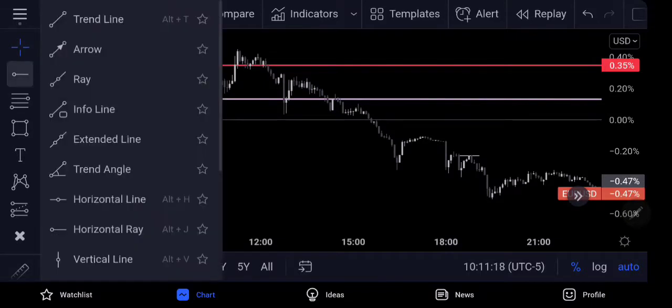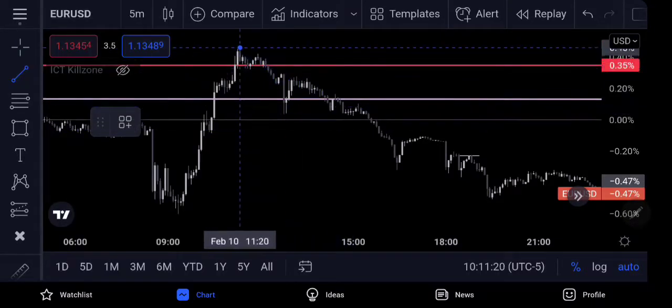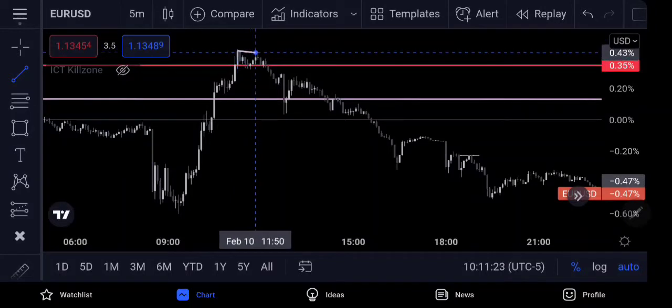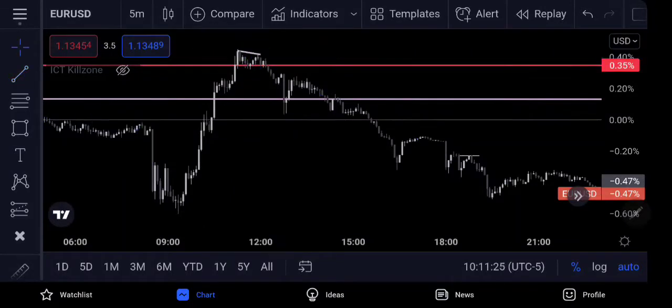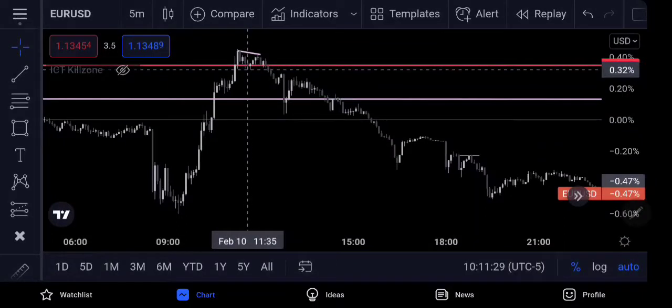So usually when we have a shift in market structure, right? Usually how ICT teaches it himself, he teaches to go by this right here. Once the low gets taken out, your entry is below this previous low that got taken out. But as you see, that low never got hit.